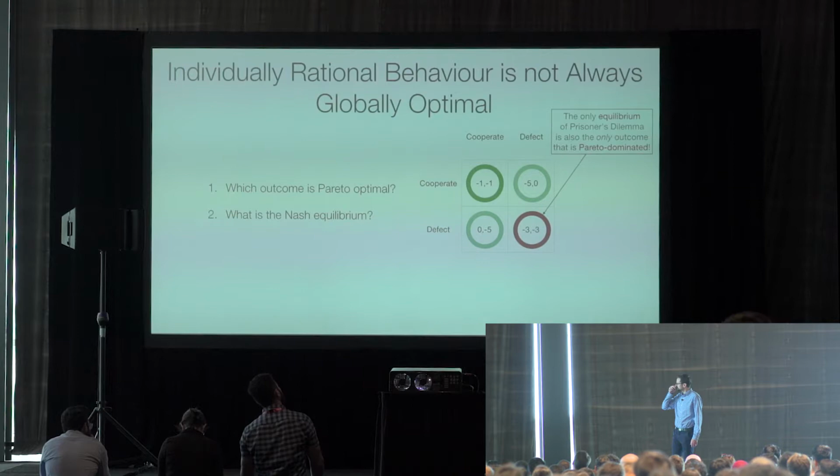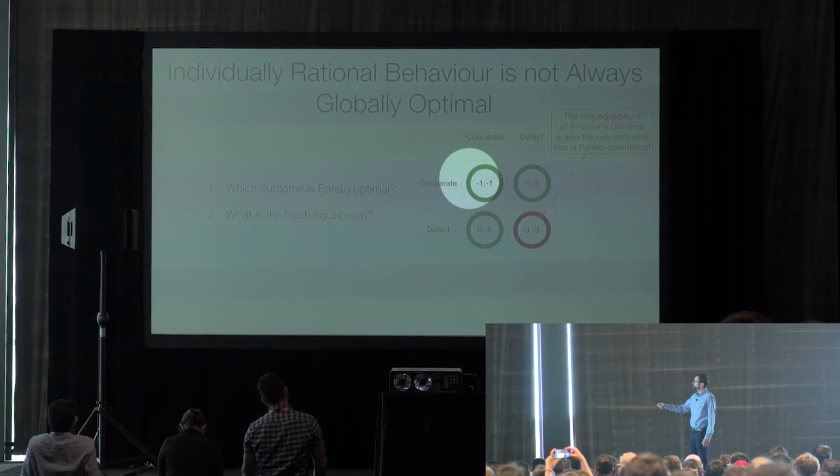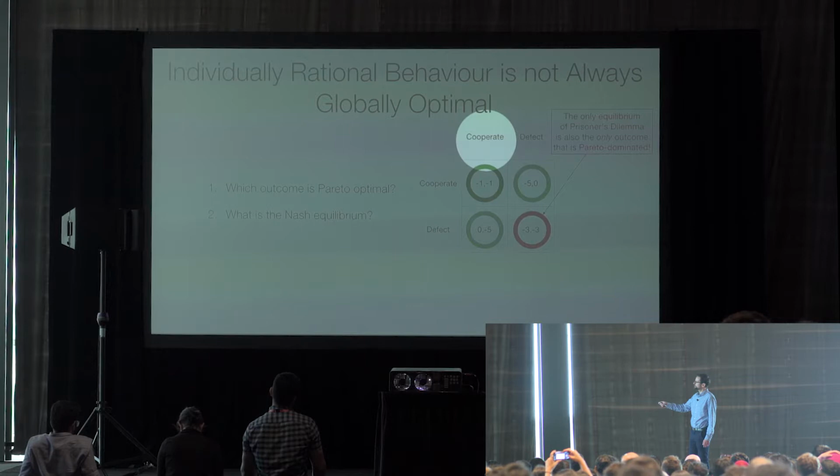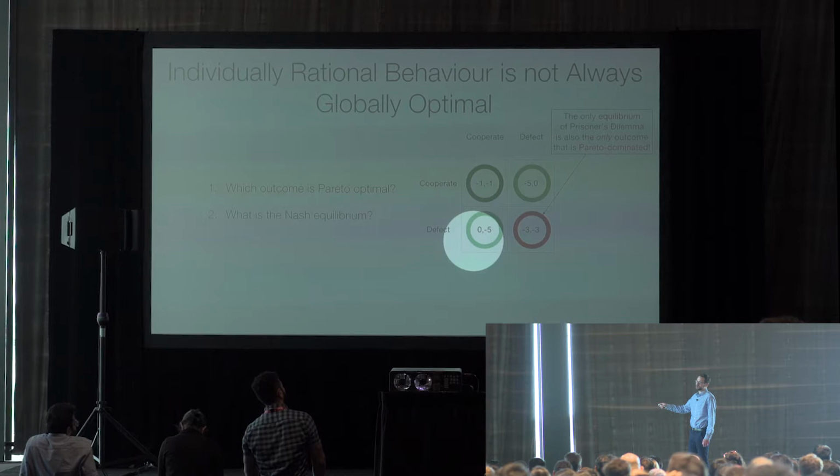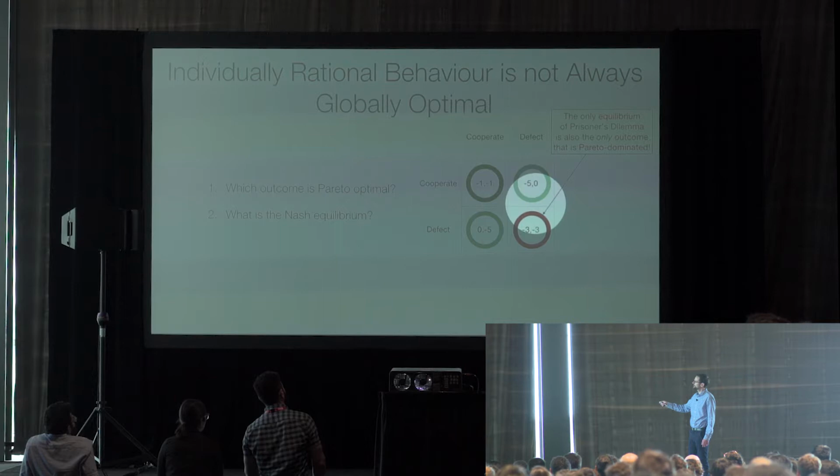So imagine that the other player, the column player, is cooperating. They're the column player and I'm the row player. If they cooperate and I cooperate, I get -1. But if they cooperate and I defect, I get zero. So if they're going to cooperate, I should defect. But then if they defect, I should also certainly defect, because then I'll get minus 3 instead of minus 5. It's actually a dominant action for me to defect.